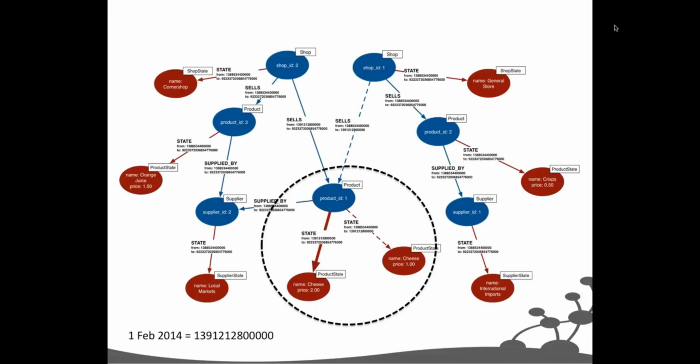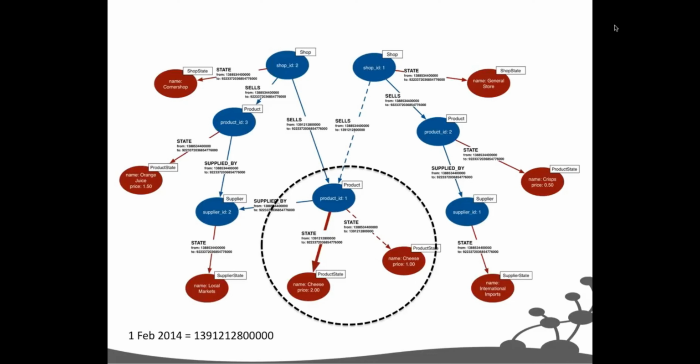The same thing occurs if the state of a particular entity changes. With our previous example, we were modifying the structure of the graph. Shop 1 stopped selling the product and shop 2 started selling it. So this was a change in the structure of the graph. Here, what we're doing is actually changing the state of a particular entity. So product 1, on the 1st of February, again, coincidentally, the price of this product changed from £1 to £2.